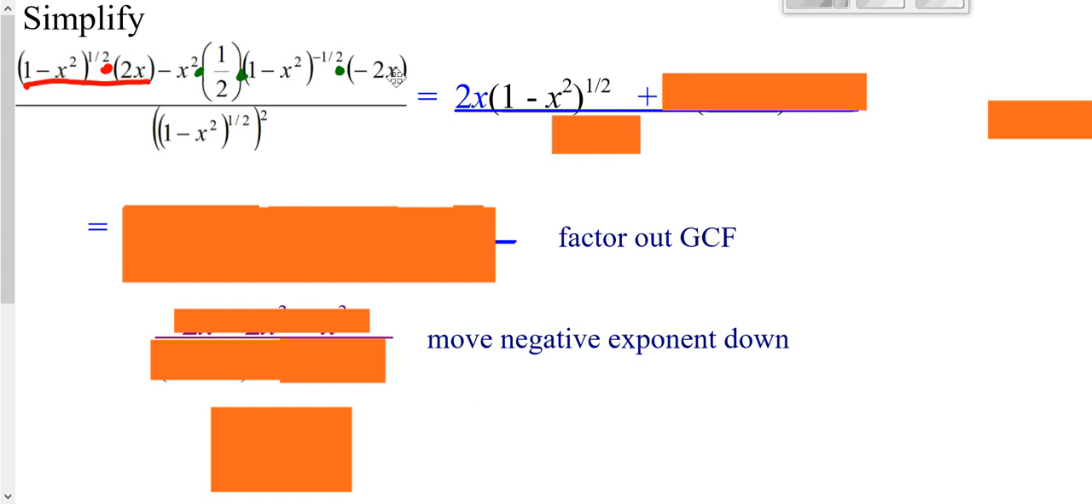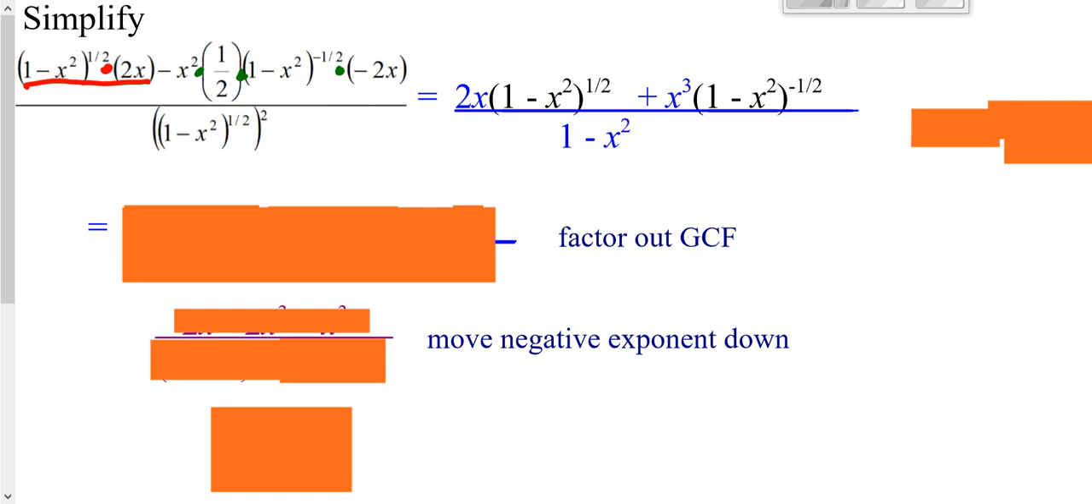My 2x times that 1/2 is an x. Still times n squared would be an x cubed. Didn't do anything with this parenthesis here, so I'll just bring that down. On the bottom, I have an exponent raised to an exponent here, so I got to multiply those exponents, which would be an exponent of 1, so I don't have to put that down.